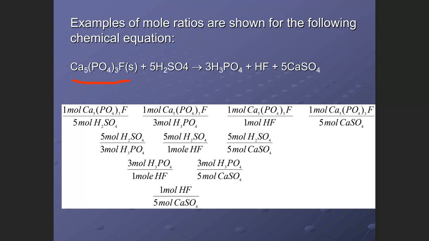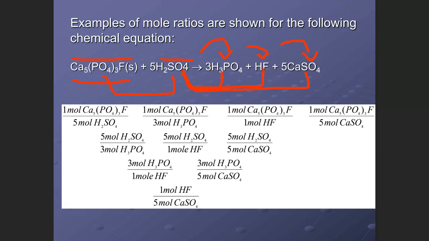If you see this compound and the sulfuric acid, 1 mole of calcium apatite reacts with 5 moles of sulfuric acid to produce 3 moles of phosphoric acid, 1 mole of hydrogen fluoride, and 5 moles of calcium sulfate. Now if you look back, this is not complicated, no need to be scared. So many ratios can be written in this context, correct? Because we can write the ratio between here, here, here, and here.